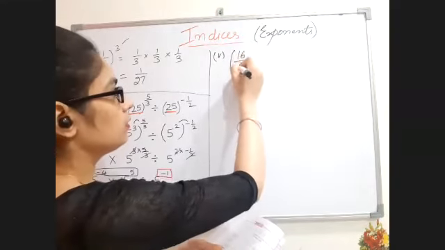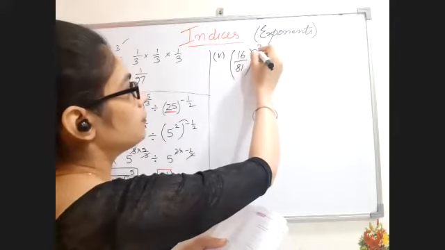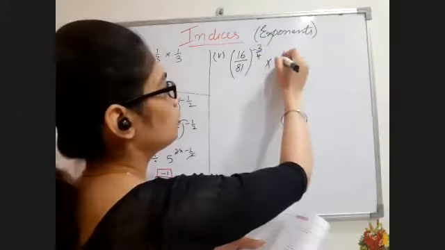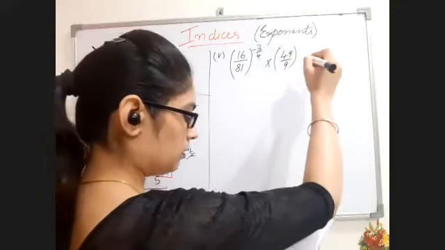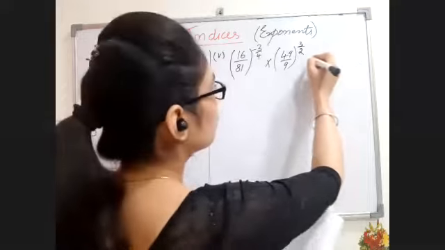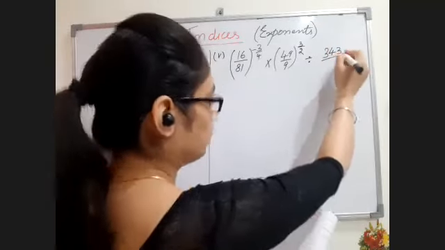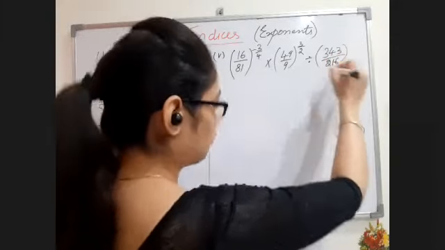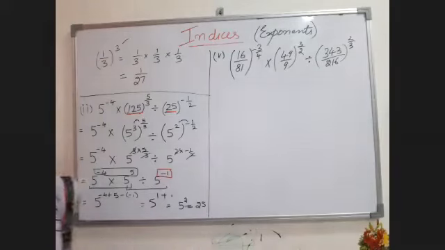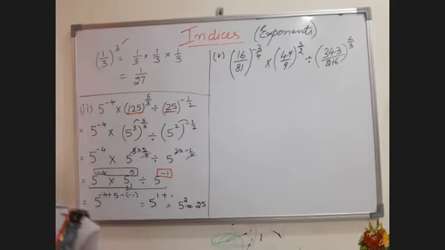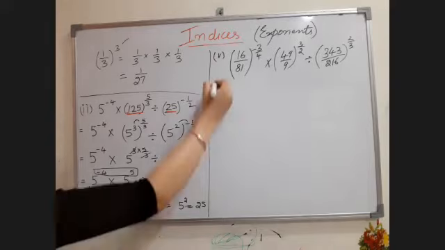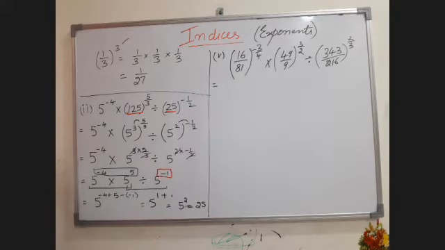(16 by 81) to the power minus 3 by 4 into (49 by 9) to the power 3 by 2, divided by (343 by 216) to the power 2 by 3. So shall we start?